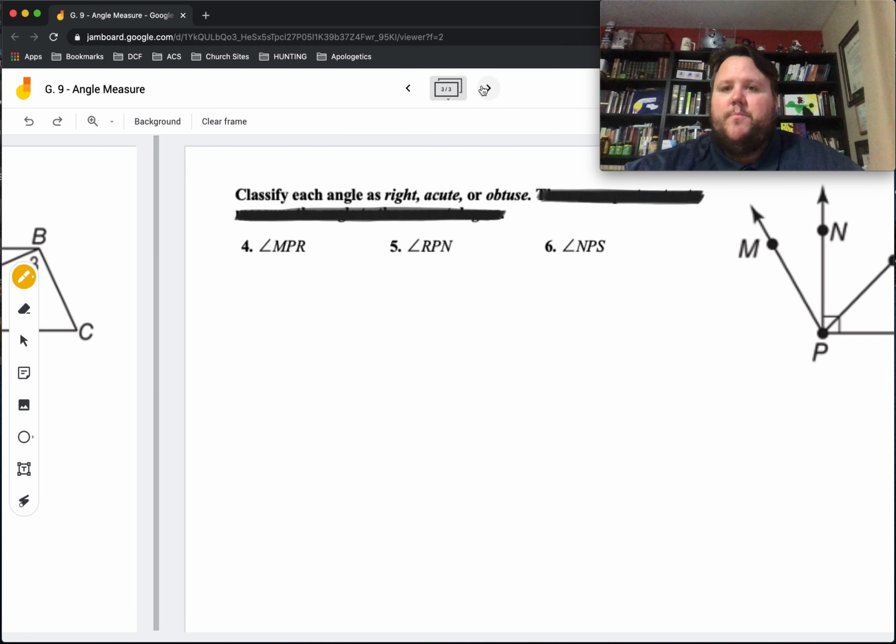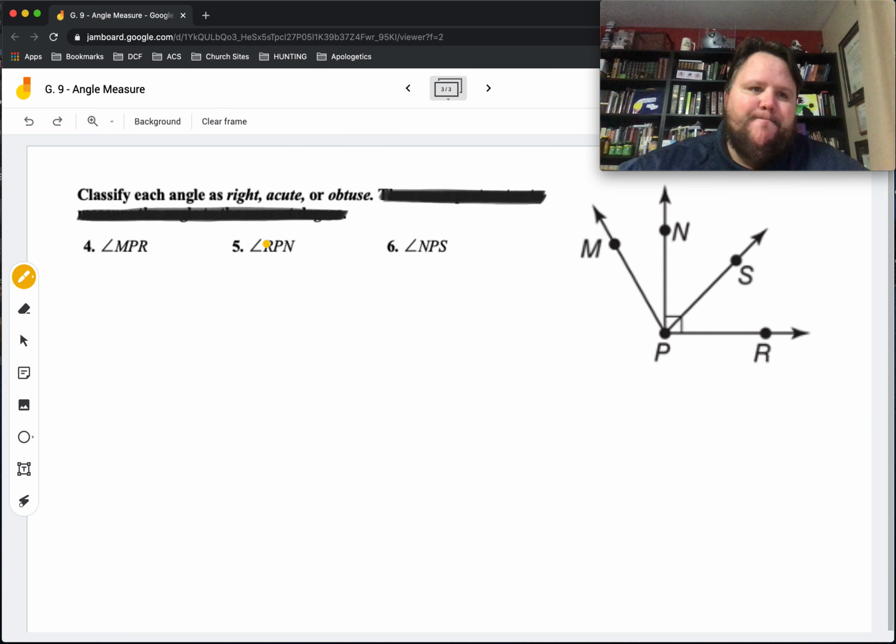But you guys can do that on your own. And then here you're going to classify the angles. Remember, the 90-degree angle usually has this box, and that one has the box. So good luck, guys, and if you have any questions, let me know. It's only 6 problems today.